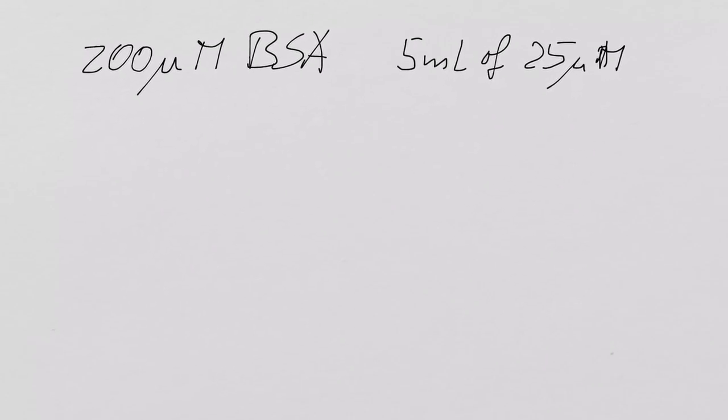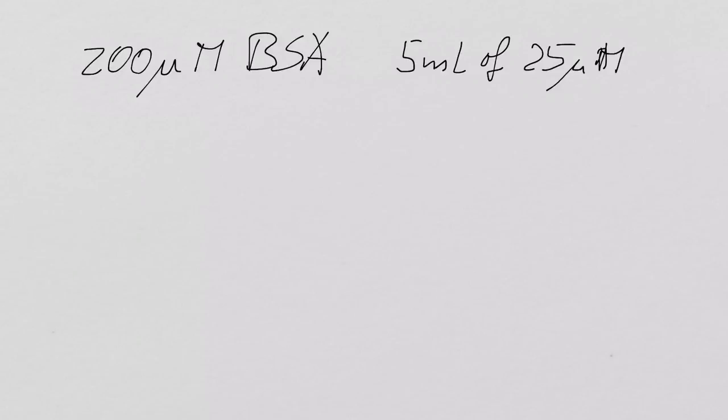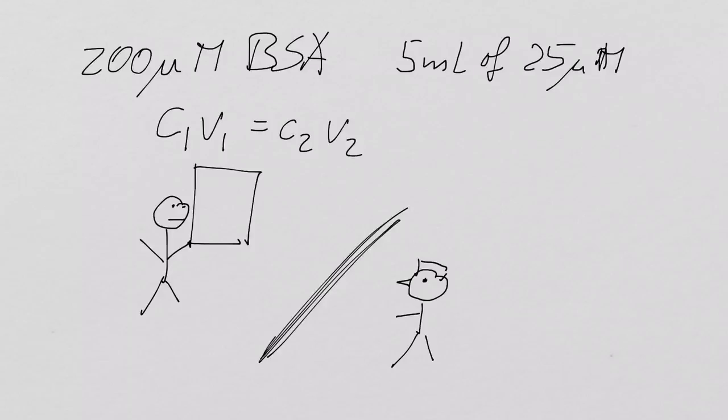So actually, what have we got? Here's a solution. C1V1 equals C2V2. C1V1 equals C2V2. Okay, over to you guys. Got something for that? Pretty straightforward. C1V1 equals C2V2.